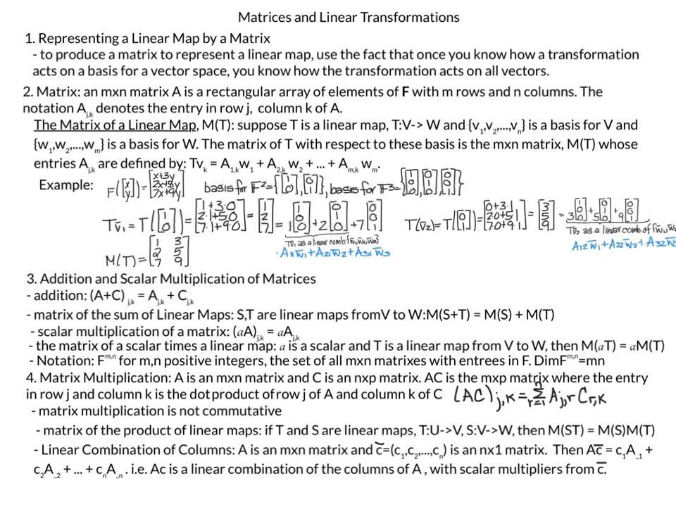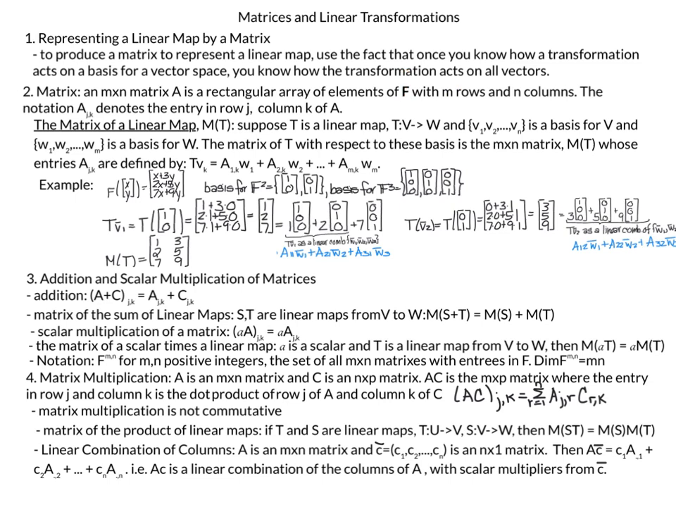To produce a matrix to represent a linear map, we're going to use the fact that once you know how a transformation acts on a basis for a vector space, you know how the transformation acts on all the vectors in the vector space. We'll look at matrices, and we'll see that an M by N matrix is a rectangular array of elements in F. It could be real or complex entries with M rows and N columns.